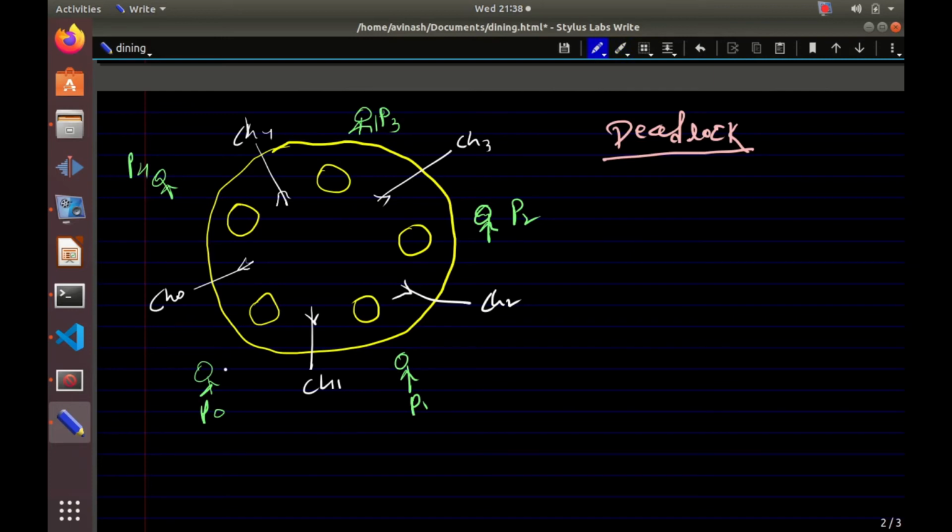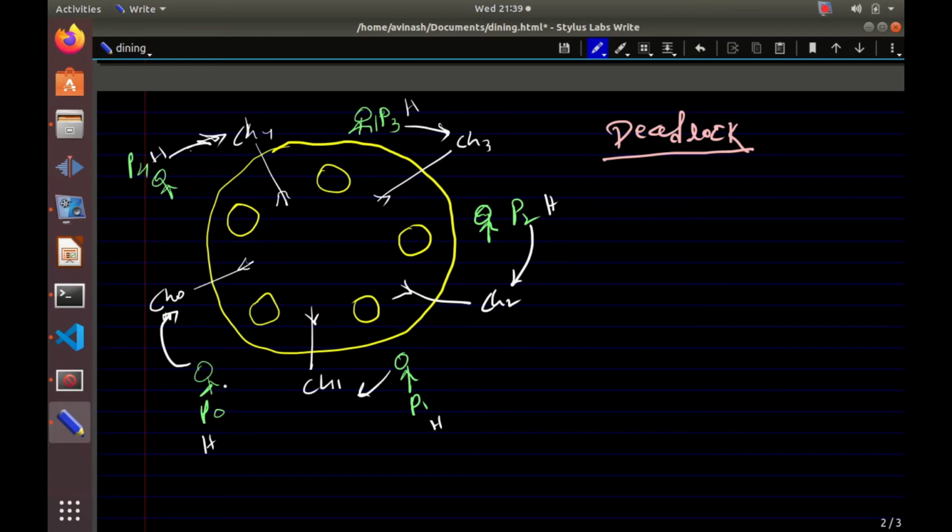So for instance, consider that all the processes, P0, P1, P2, P3 and P4, are in the hungry state and they want to acquire the chopsticks. What is happening here in this scenario? P0 is acquiring chopstick CH0, P1 is acquiring CH1, P2 is acquiring CH2, P3 CH3, then P4 CH4. So that means every philosopher has acquired their left chopstick.